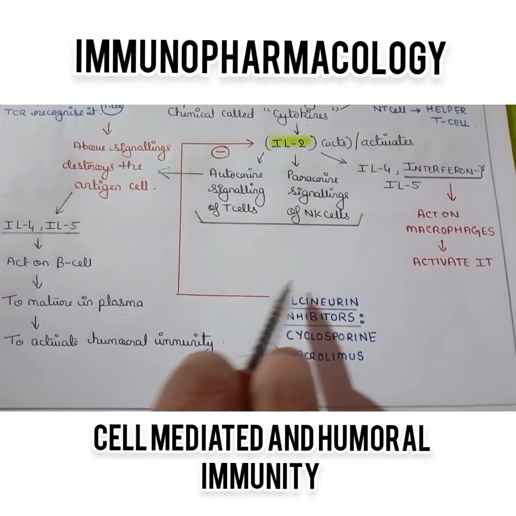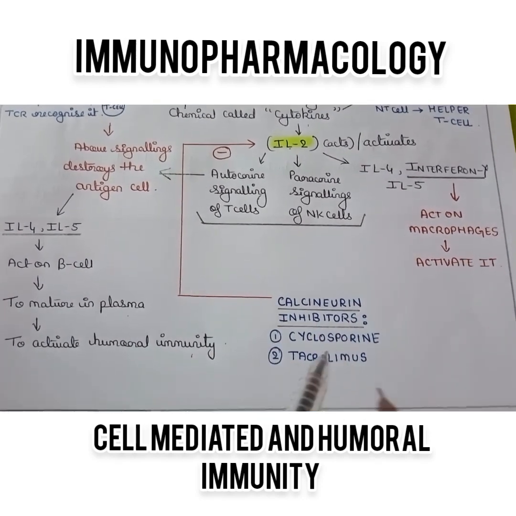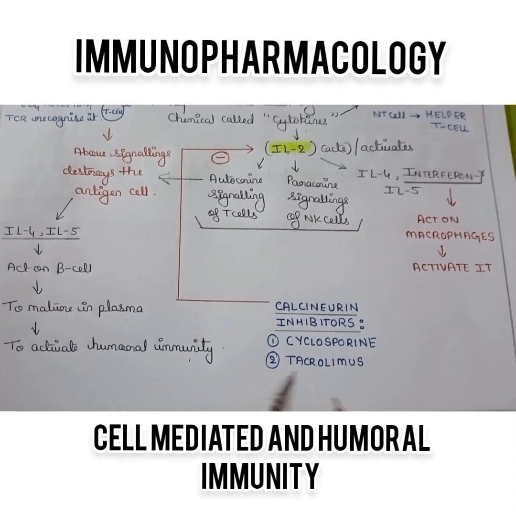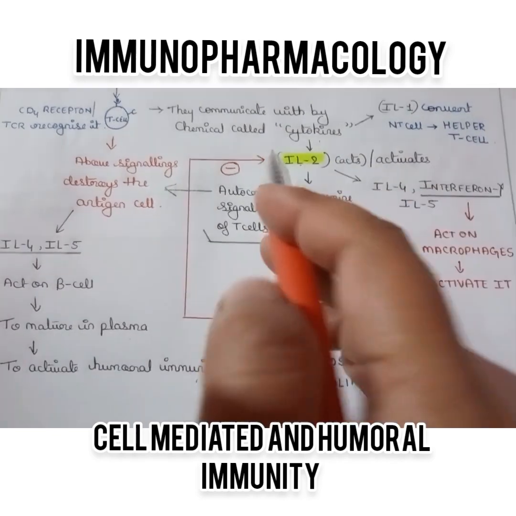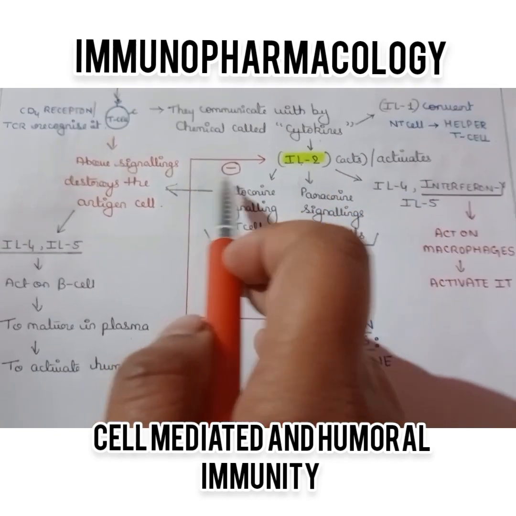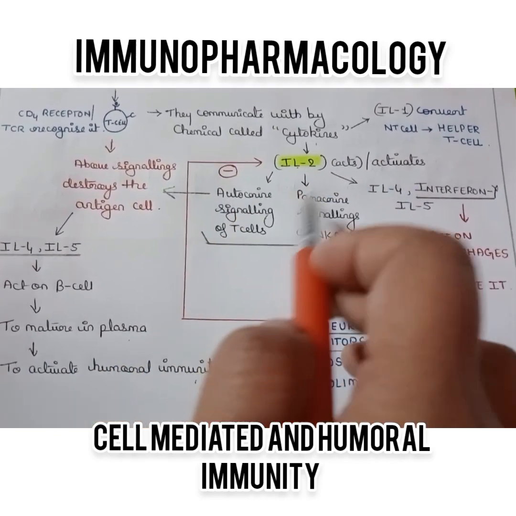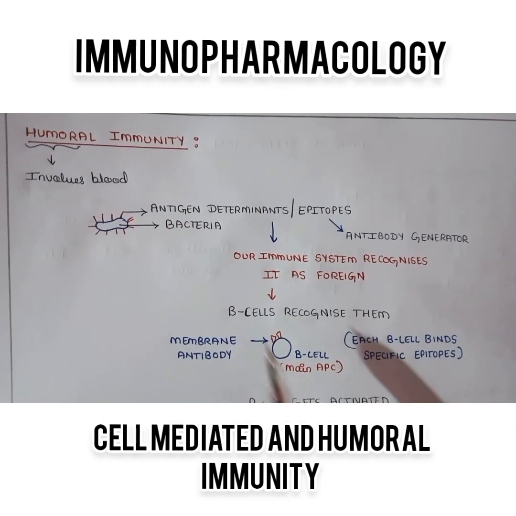Let us see two major drugs, that is calcineurin inhibitors, immunosuppressants, that is cyclosporin and tacrolimus. They will act on this interleukin 2. That means they will inhibit that interleukin 2, as the mechanism shows.